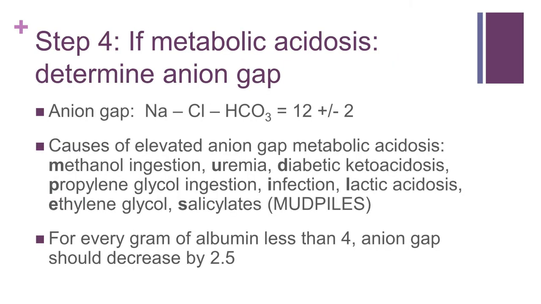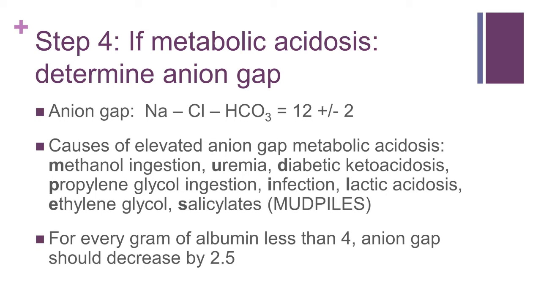If the primary process is not respiratory, but rather metabolic, we take a different initial path. If there is a primary metabolic acidosis, we need to determine if there is an elevated anion gap. The anion gap is determined by subtracting the chloride and bicarbonate levels from the sodium level. This should be about 12 plus or minus 2. There are very specific etiologies for a metabolic acidosis with an elevated anion gap, so finding an elevated anion gap can help you narrow your differential diagnosis.